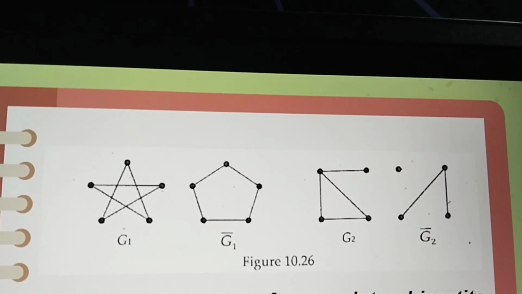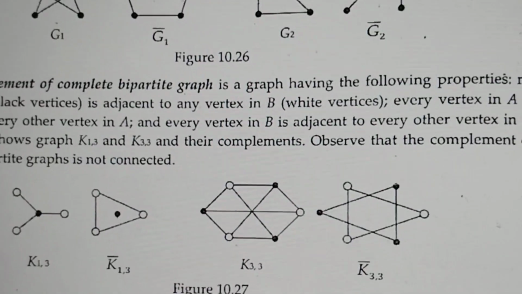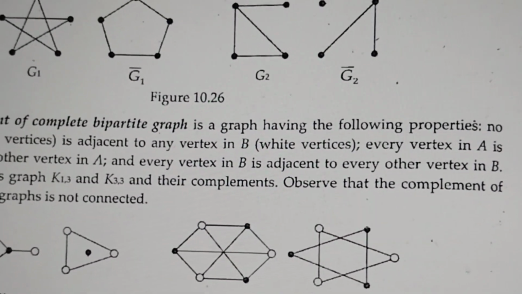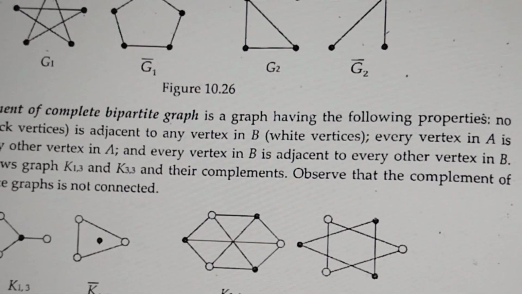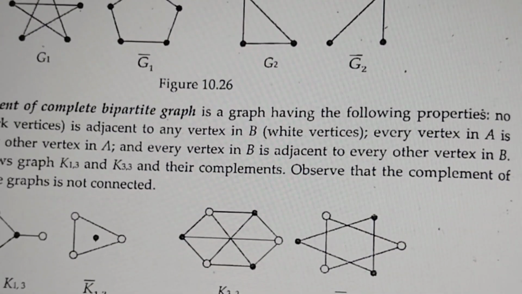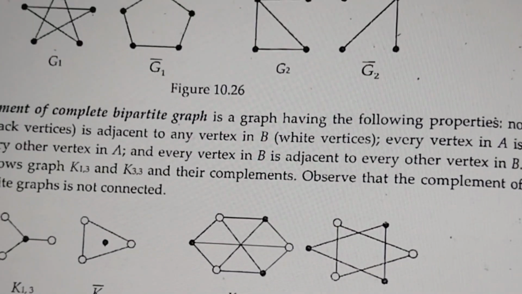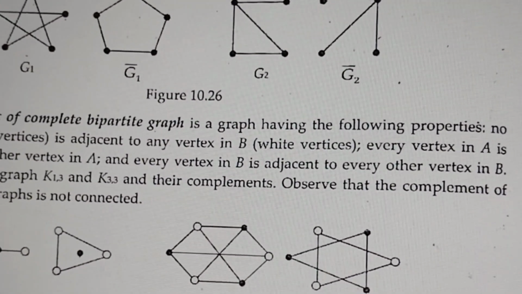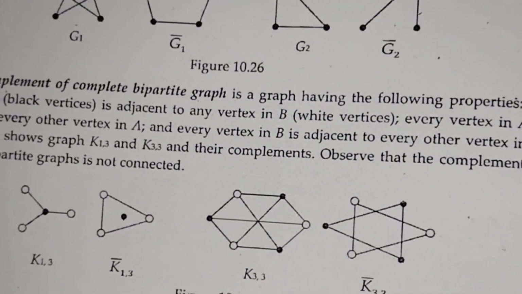Just like this example, note that the complement of a complete graph is a null graph. The complement of a complete bipartite graph has the following properties. No vertex in A, the black vertices, is adjacent to any vertex in B, the white vertices. Every vertex in A is adjacent to every other vertex in A, and every vertex in B is adjacent to every other vertex in B. This figure shows graphs and their complements. Observe that the complement of a complete bipartite graph is not connected.